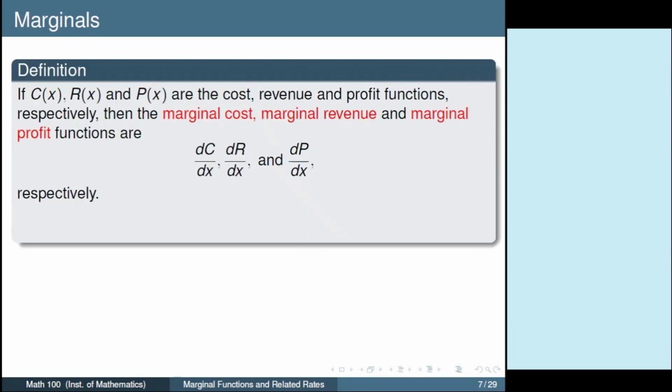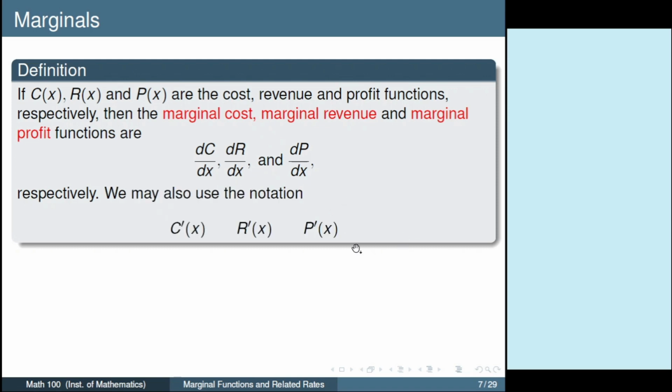And using this illustration, we will define the marginal cost, marginal revenue, and marginal profit. So, pag sinabi nating marginal of a function, you just get the derivative. Since again, that is just the rate of change. So, the marginal cost is dC over dx, the marginal revenue is dR over dx, the marginal profit is dP over dx. So, all of the functions are differentiated with respect to x, or the number of units.